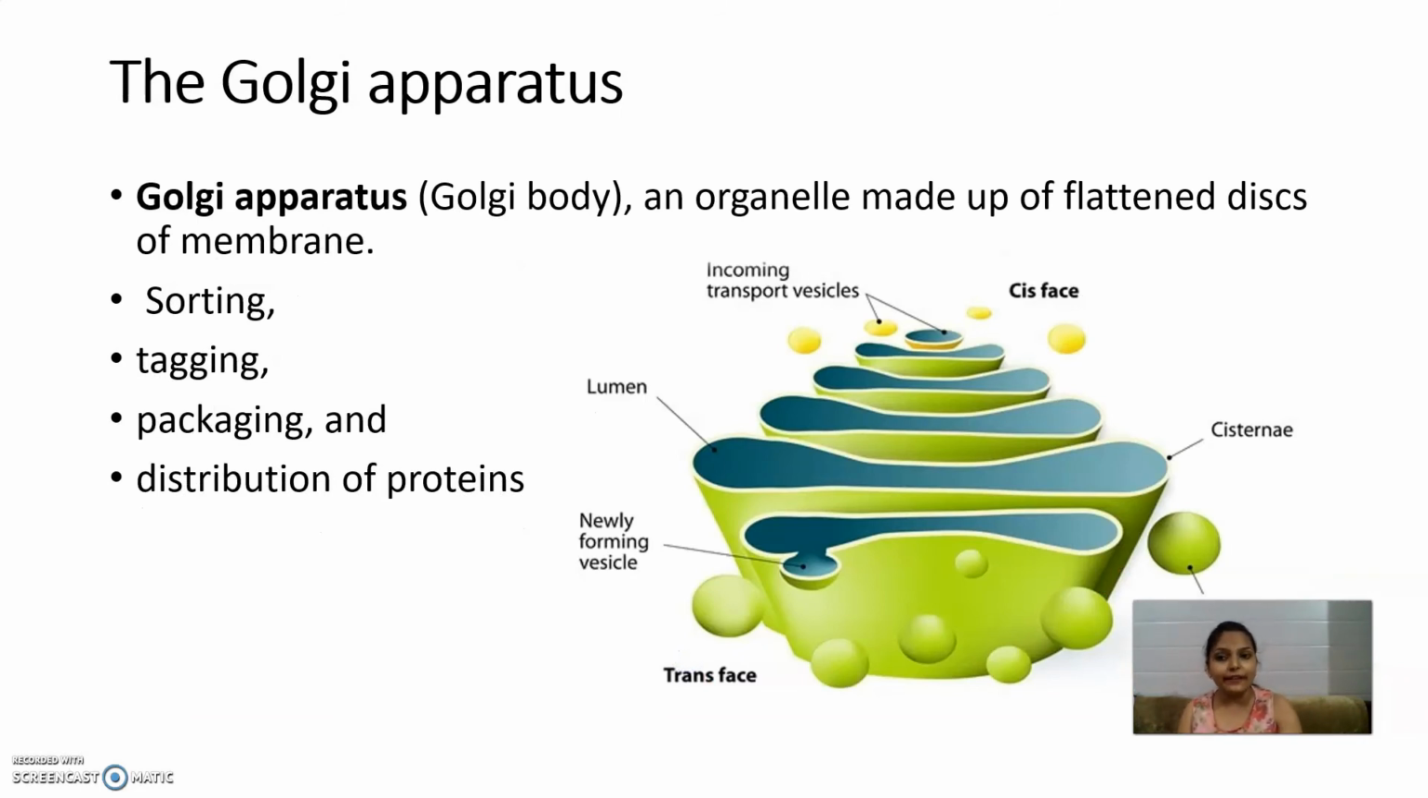After that, the Golgi apparatus. It is an organelle having flattened discs of membranes. It does the sorting, tagging, packaging, and of course the distribution of the proteins. It adds a tag to these proteins and marks them with markers which help them to reach their destined place.